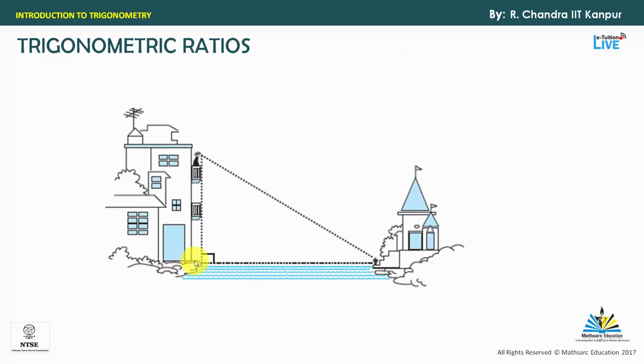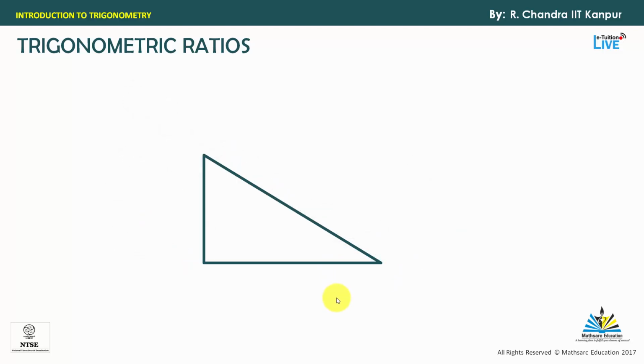There is another case, as you can see: a girl is watching the other shore of the temple, and she wants to know the distance between these two shores. So how can she calculate this distance between them? Trigonometric ratios will help her to find the distance between these two shores. And you can observe here is also a right angle triangle. So trigonometric ratios are related to right angle triangles.